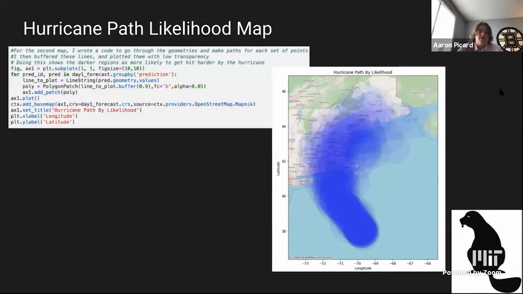The next type of map I did was the hurricane path likelihood map. For this one, I wrote the code that took each of the paths and mapped them out in a buffered fashion so that they all overlapped with each other, and it showed the darker regions being more likely to be hit and be hit harder.